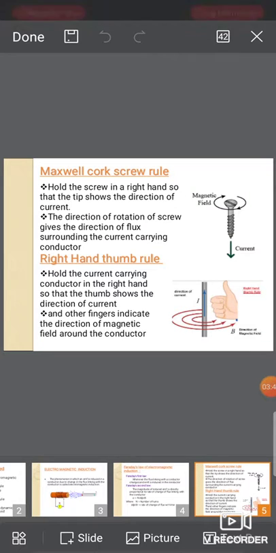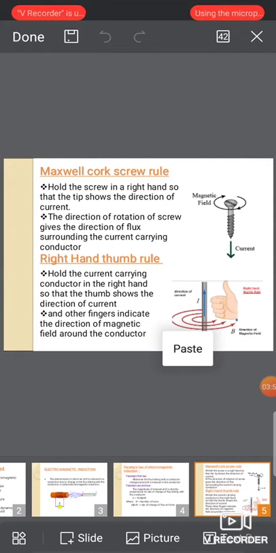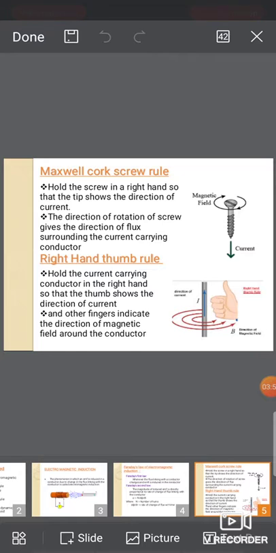Right hand thumb rule. Hold the current carrying conductor in your right hand so that the thumb gives the direction of the current, whereas the other fingers indicate the direction of the magnetic field around the conductor. So you can refer to the figure of the screw and also the right hand thumb rule.